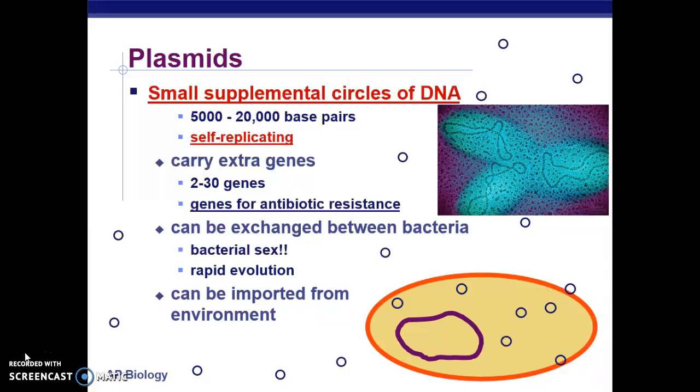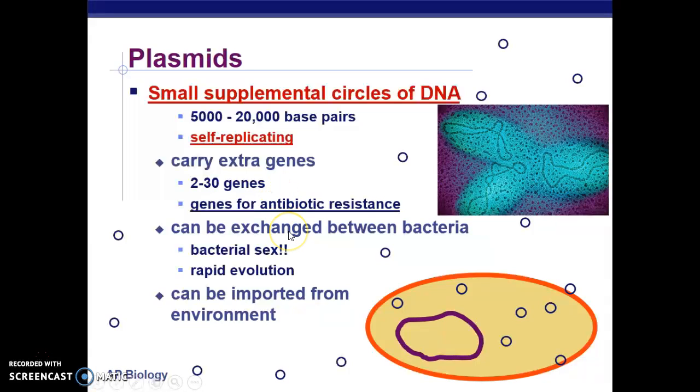One thing that bacteria have evolved are these small supplemental circles of DNA that are called plasmids, in addition to their regular chromosome. So here we have the regular bacteria chromosome that's a circle, and then some bacteria have these smaller rings of DNA called plasmids. They carry about 2 to 30 genes each, and they also generally carry the genes for antibiotic resistance, which prevents them from being killed by antibiotics.